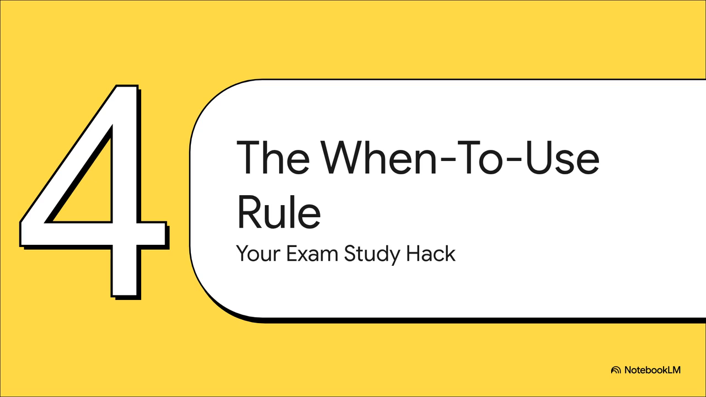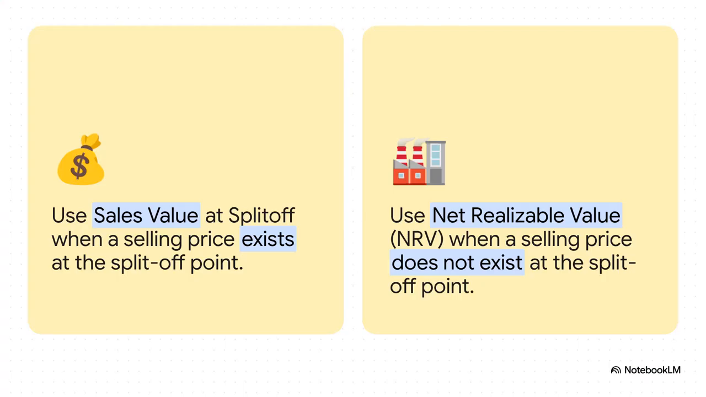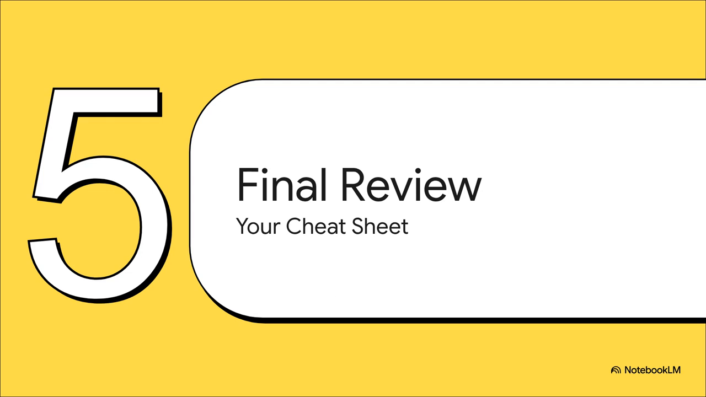Okay, knowing how to do the math is half the battle. But the exam is absolutely going to test you on when to do it. So this next part is your critical study hack. This is how you get these questions right every single time. This is it, the simple rule you have to remember. It all comes down to one question. Can you sell the product right at the split-off point? If the answer is yes, if there's a market price, you use the sales value at split-off method. If the answer is no, because it needs more work, then you have to use the net realizable value method. It's literally that simple.